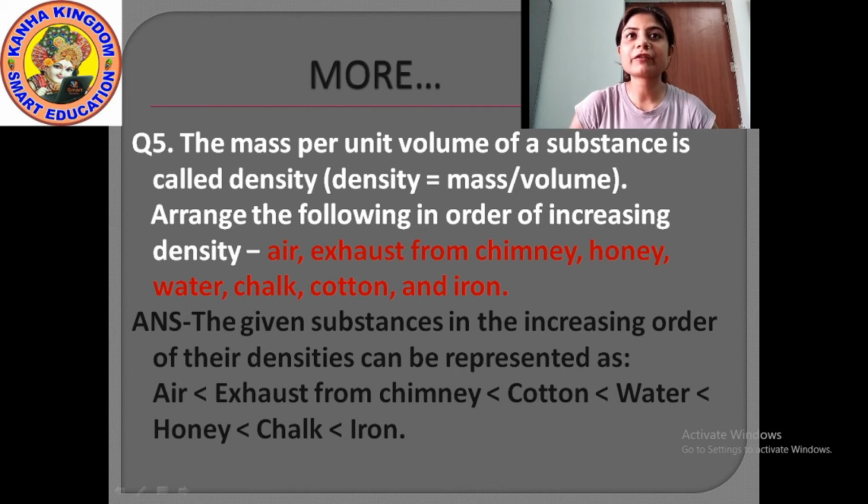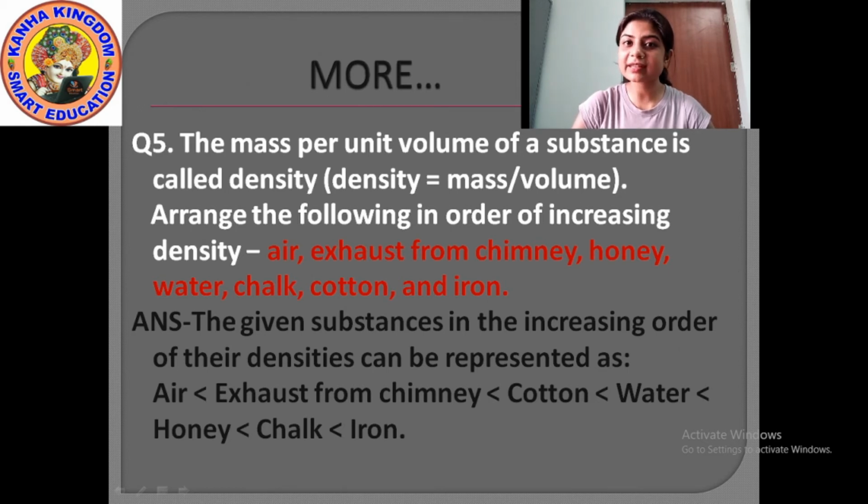The mass per unit volume of a substance is called density. Density is equal to mass per volume. The formula of density is mass by volume. Arrange the following in order of increasing density, whose mass is greater. Increasing means more, whose mass is more. Understood? Air, exhaust from chimney, honey, water, chalk, cotton, iron.